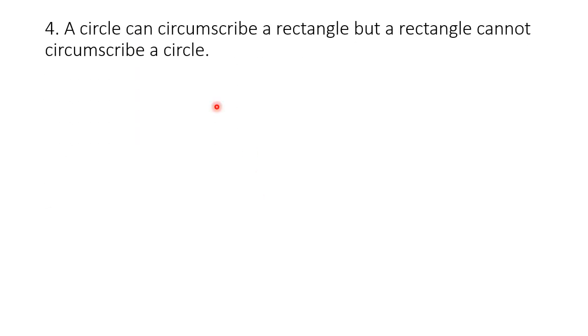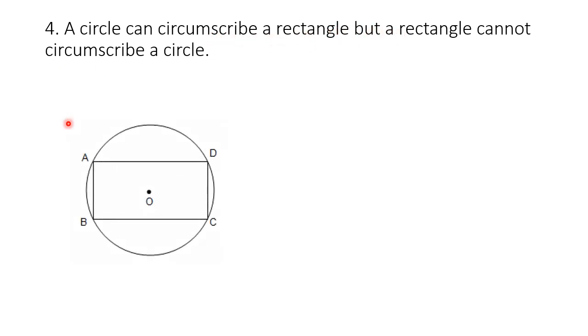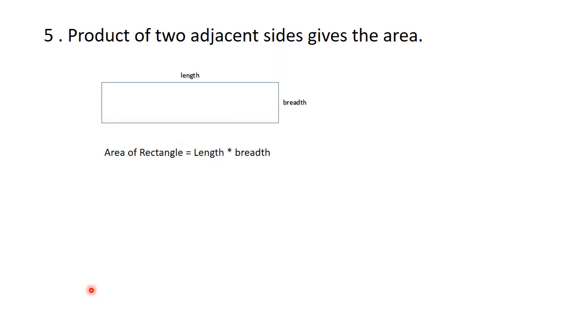And the fourth property is a circle can circumscribe a rectangle, but a rectangle cannot circumscribe a circle. That is, if you have a circle, inside the circle you can draw one rectangle. Is that possible? Yes. But the vice versa statement, that is, inside the rectangle you cannot draw one proper circle, which is not possible. Okay, that is the fourth property.